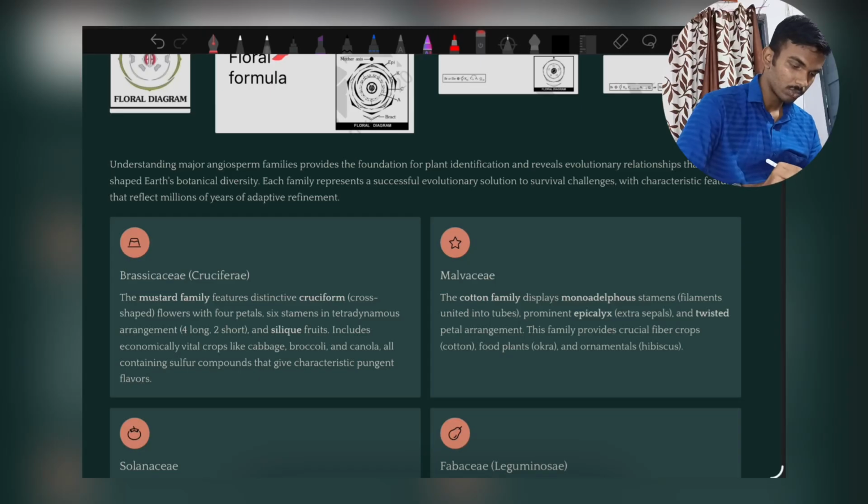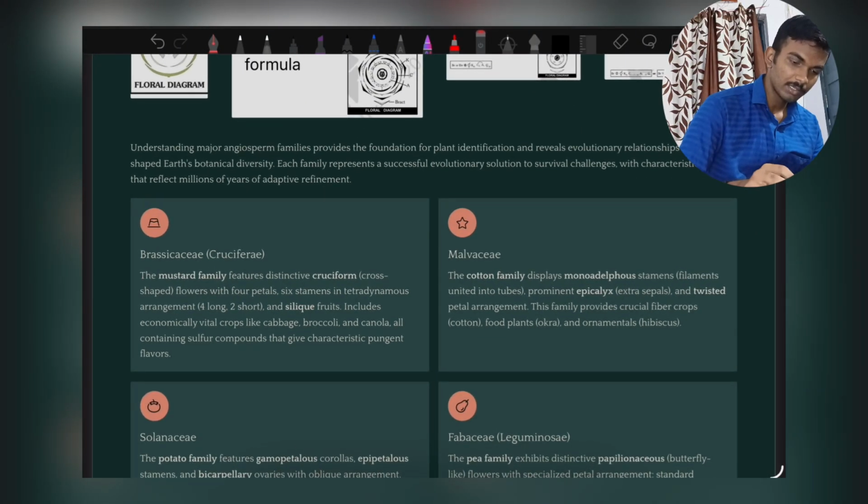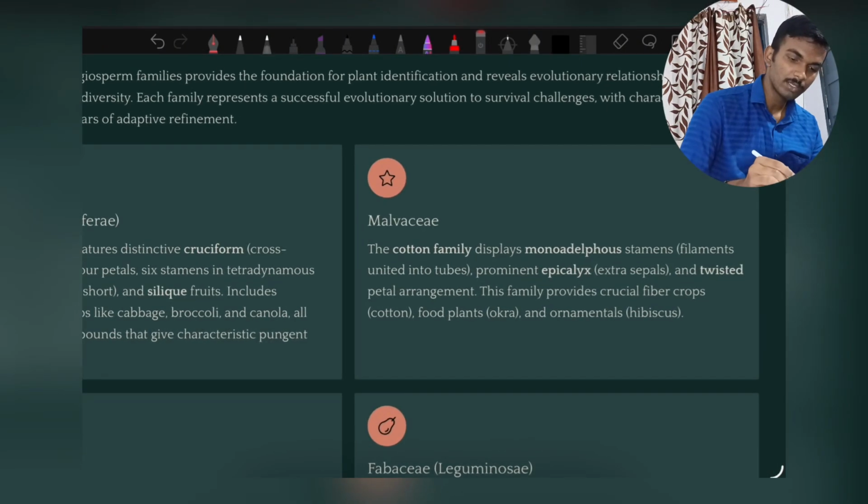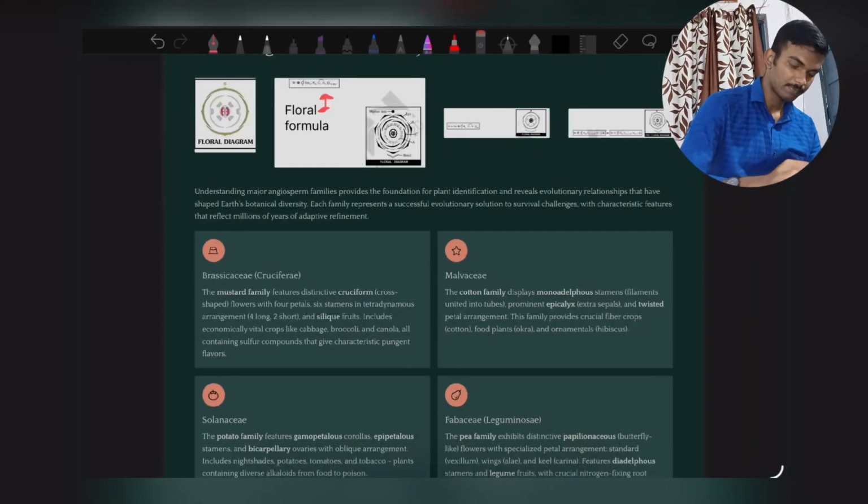Examples include cabbage, broccoli, and canola. Brassica. Malvaceae, the cotton family, displays monadelphous stamens, filaments united into tubes, a prominent epicalyx, extra sepals, and twisted petal arrangement. This family provides crucial fiber crops like cotton, food crops like okra, and ornamental hibiscus.